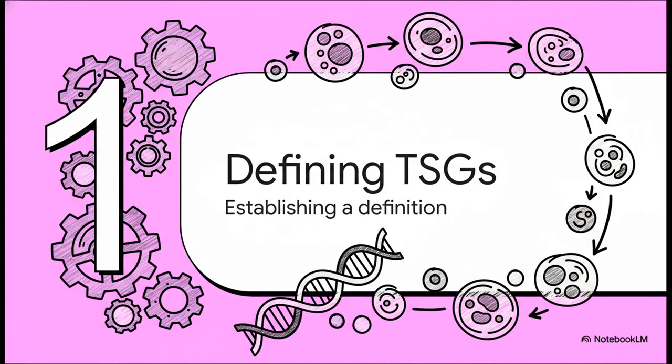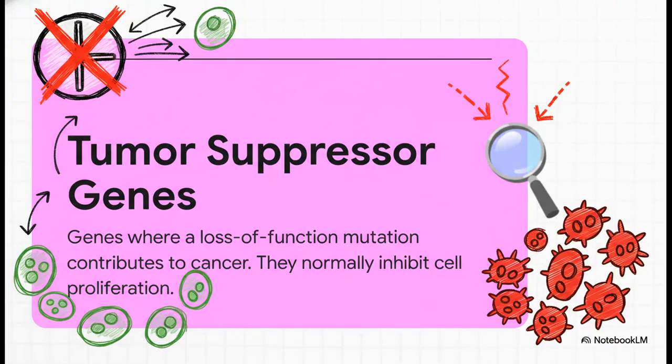Okay, let's begin. First, we need to establish a precise definition for tumor suppressor genes. So, by definition, these are genes whose normal function is to inhibit cell proliferation. This means that a loss-of-function mutation, one that makes the gene product non-functional, is what contributes to cancer. They are the negative regulators of cell growth.